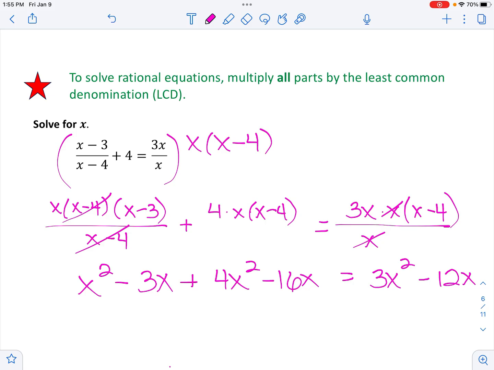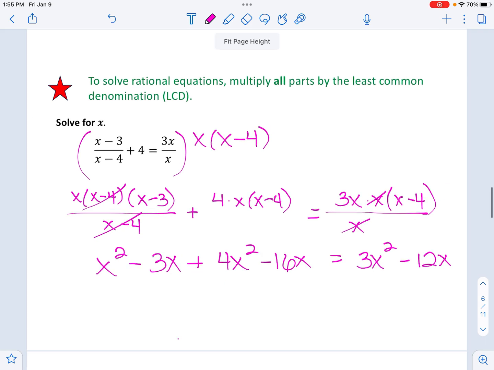Okay, so now I just want to do a little simplifying and make sure that it works, right? So we're going to simplify some stuff. Okay, so let's see, I got 5x squared. This will be negative 19x.